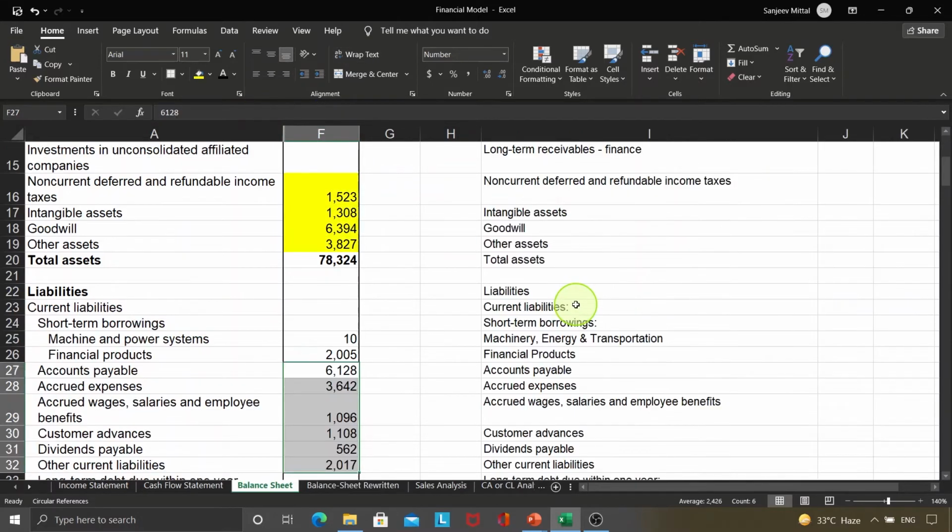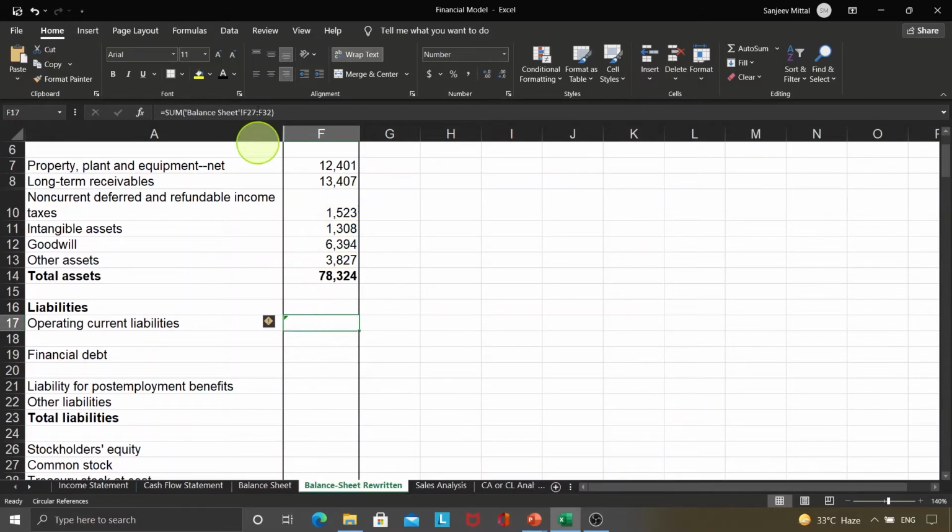If we go to F27 to F32, you can see all these data are our operating current liabilities, from accounts payable till other current liabilities. And if I highlight them, I have selected all of them and the addition of all of them has been reflected in cell number F17 as you can see right now. After that, I have chosen the financial debt as a category.